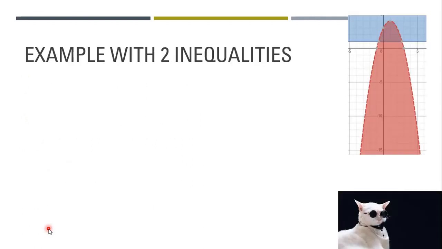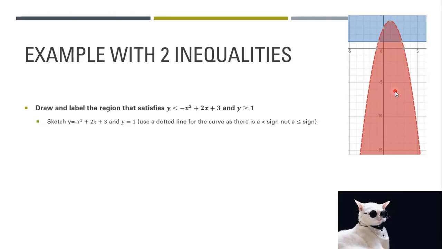Okay, so this is an example of two inequalities, and I've just realised I forgot to put this in the annotation pane, but anyway. The first step: draw and label the region. The example: draw and label the region that satisfies y is less than minus x squared plus 2x plus 3, and y is more than or equal to 1. So we're going to sketch them both, but with an equal sign. And because the question is telling you to draw and label, you will need to have a dotted line for the first one because it's less than, not less than or equal to.